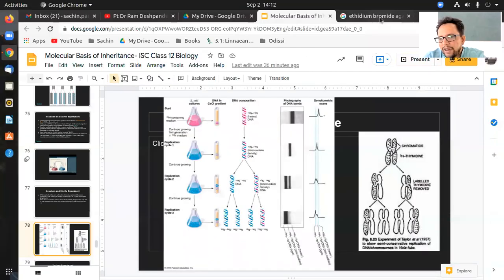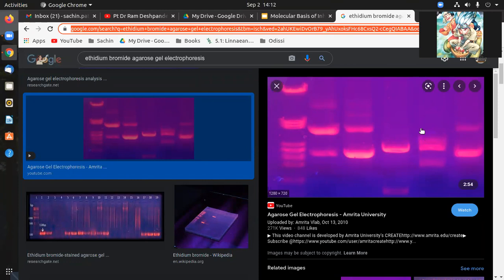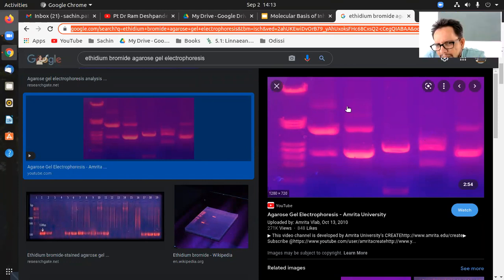So that is what I was trying to show you. Even if you look here, you can see there is quite a lot of smear. You see this line here? Yes, sir. So that's a smear. Even if you look closely here, you can see a very faint band.